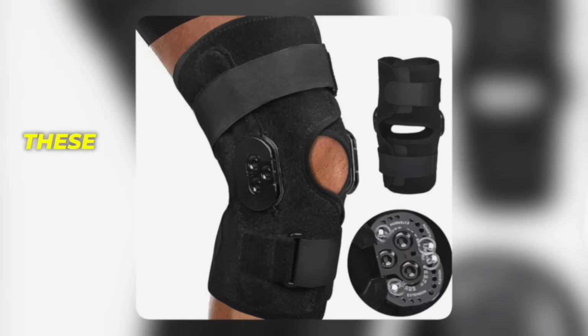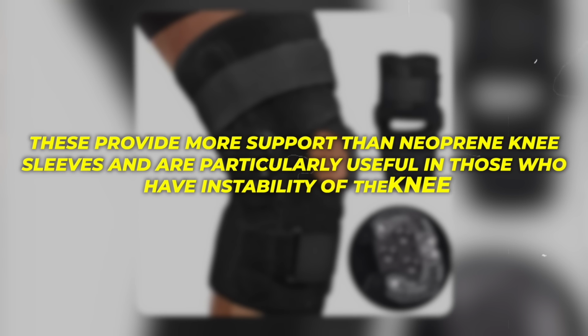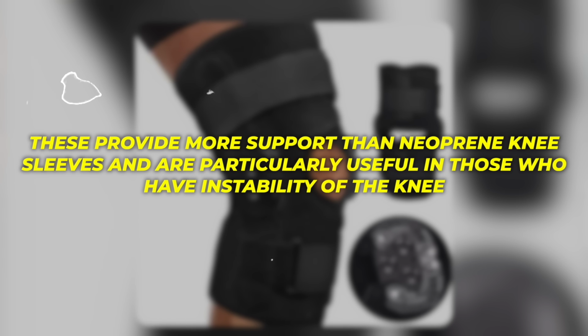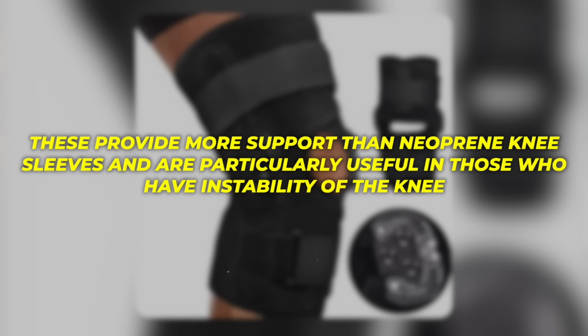Hinged knee braces have metal or plastic hinges on the sides of the brace that help to limit side-to-side movement of the knee. These provide much more support than neoprene knee sleeves and are particularly useful in those who have instability of the knee. Hinged knee braces can potentially help correct alignment issues as well as reduce pain and improve function.